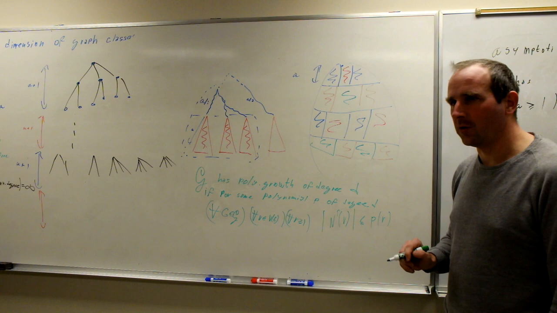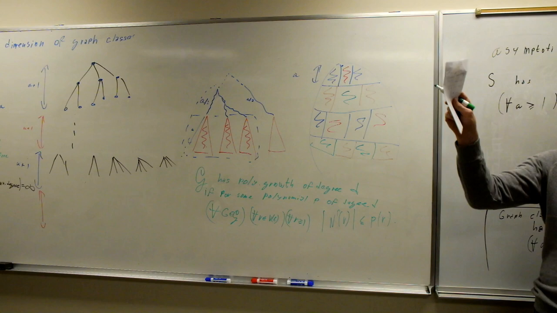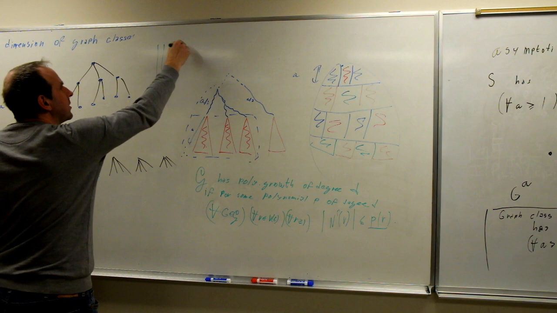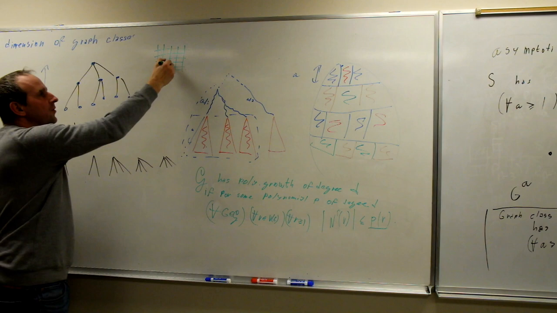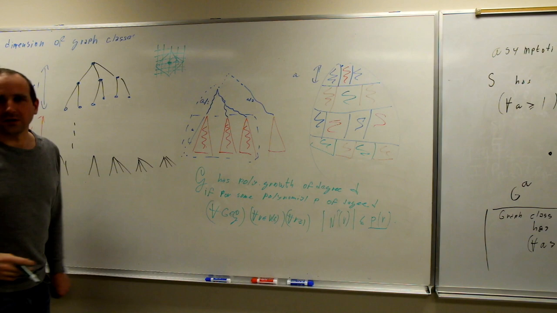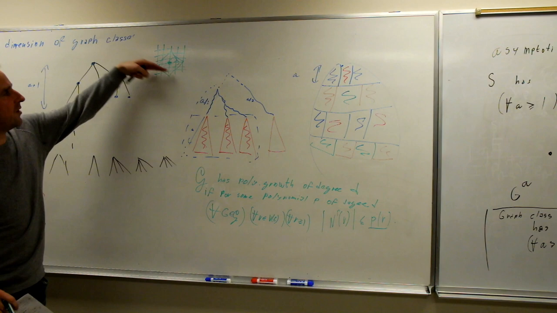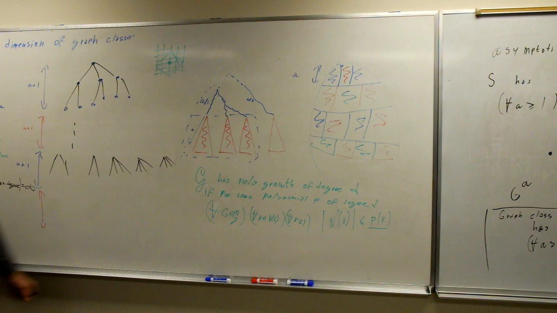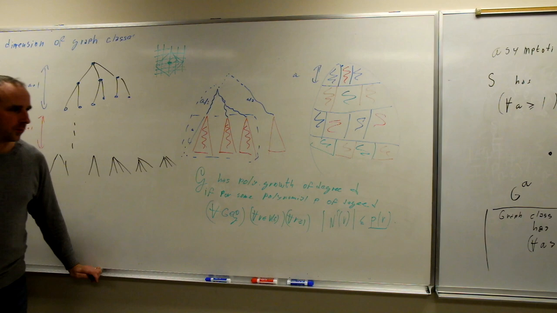So if you look at how fast the neighborhoods around the vertex grow, it's by a polynomial function of the distance. So a standard example is if you take a grid, then if you look at the neighborhood at a distance R, it's easy to see that the number of vertices you reach is on the order of R squared. So the grid in d-dimensional space will have polynomial growth of degree d.